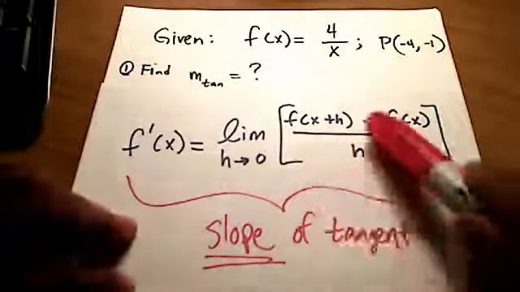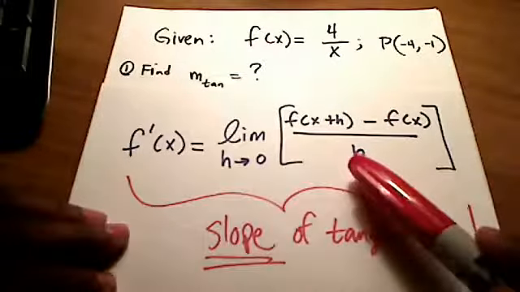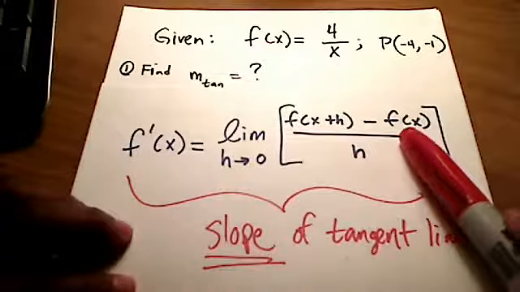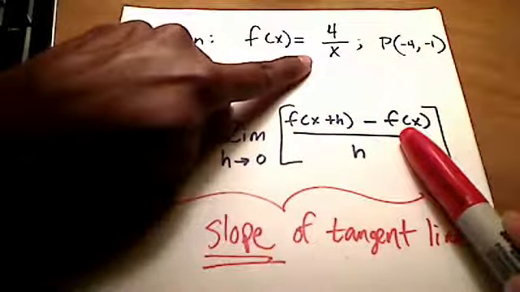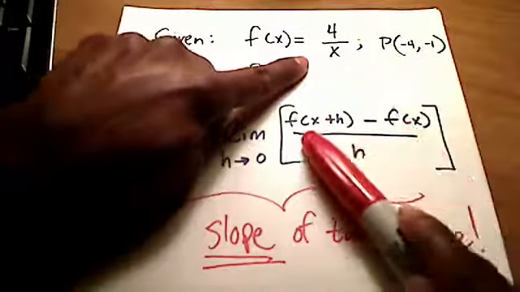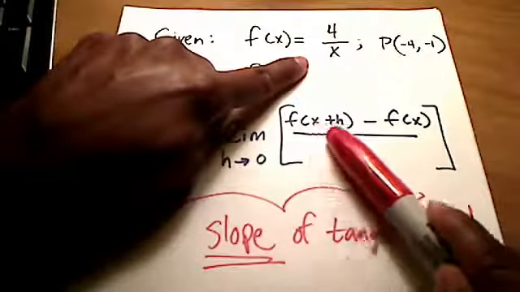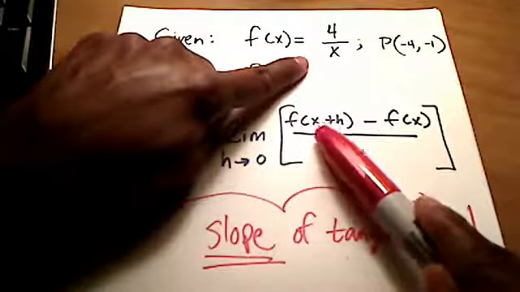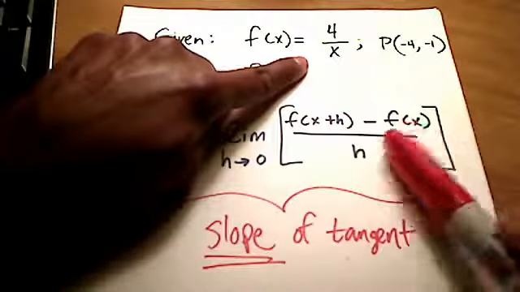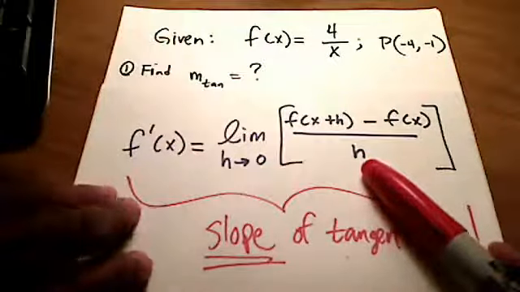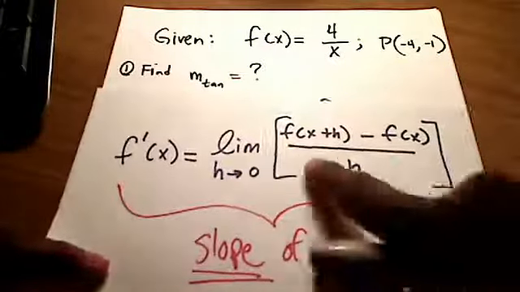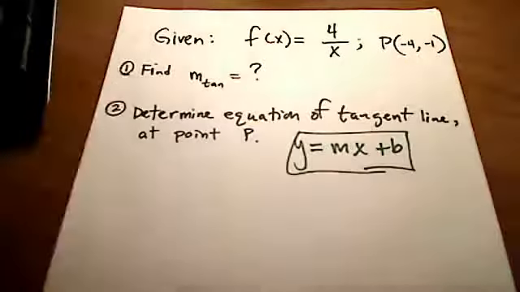So I've got this formula memorized, and to really dive into this, I already know what the function f of x is. They gave me that right up here, 4 over x. What I don't know is what f of x plus h is. So let me go find that first, because I need to plug that into this formula, as well as the rest of it. h is all by itself on the bottom. So let's first go find f of x plus h.